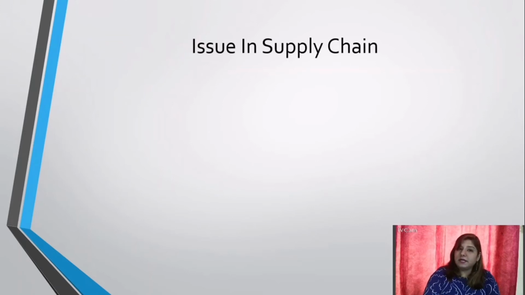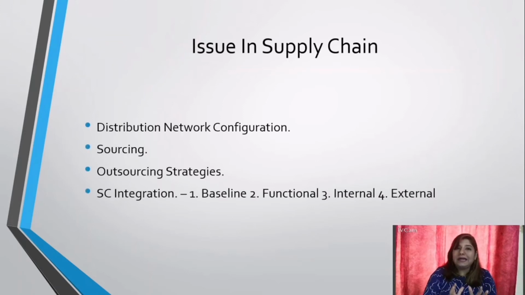Let us study what the issues in supply chain are. Basically, what are the basic issues? This is broadly categorized, and there can be many more issues, but it is broadly categorized under your distribution network configuration, that you are very confused where your warehouse or distribution center should be. Your sourcing, that is, you are not able to find your best supplier or vendor, or you are not able to categorize your vendor. Outsourcing strategy, that means you are not able to understand which process functions you can operate at less cost, or which are better outsourced.